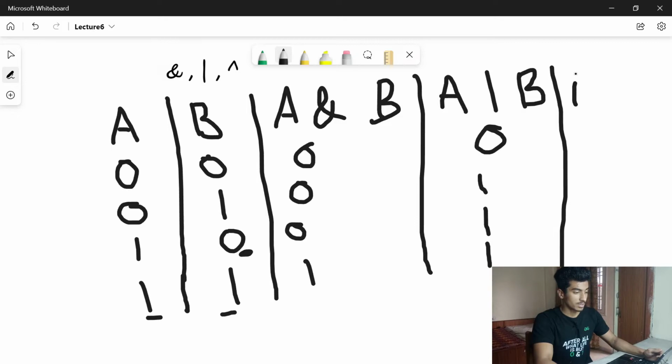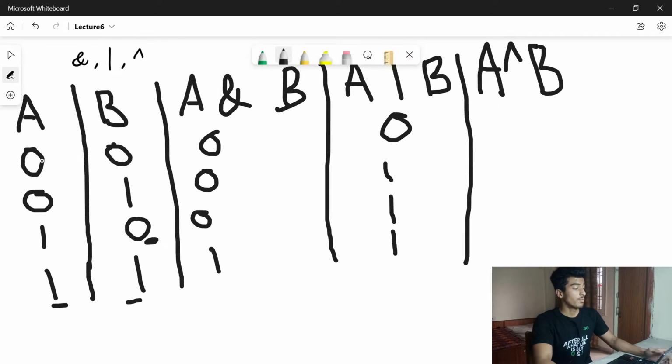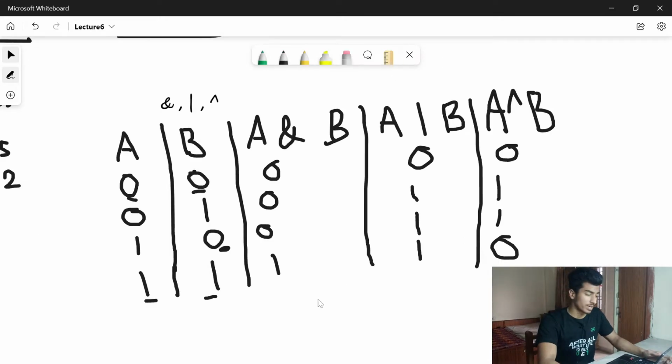And here in XOR, A XOR B, if both bits are same, 0 and 0, then the outcome is 0. If both bits are different, that is 1 0 or 0 1, the outcome is 1. And in this case, both bits are same, then the outcome is 0. Simple as that.